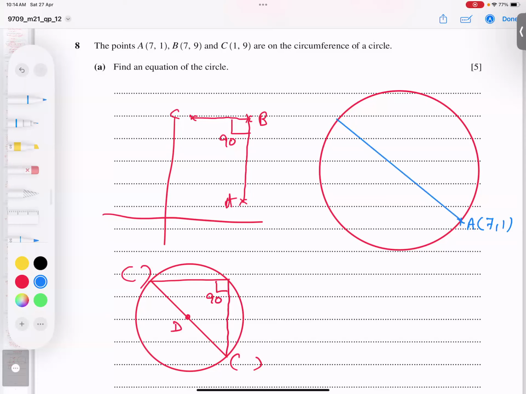Okay, and this is the diameter, other corner C. This is (1, 9), and same height here is B, coordinate (7, 9), and this is coming exactly down, is 90 degrees, and this is D, the coordinate of the center. And now I'm showing you in black color, (7, 1).